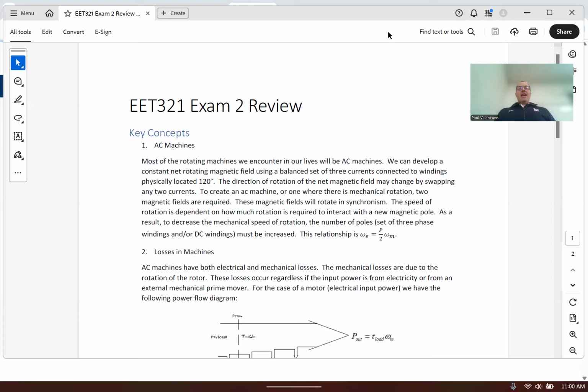Okay. And it's not going to really focus on the first few chapters where we did transformers and all that stuff. It's really going to focus on the concepts of machines, rotating EMFs, power flows, torque, all that different stuff that we talked about when we introduced AC machines, when we get those rotating magnetic fields. And then we applied that to synchronous motors and generators. Okay, that's the key.